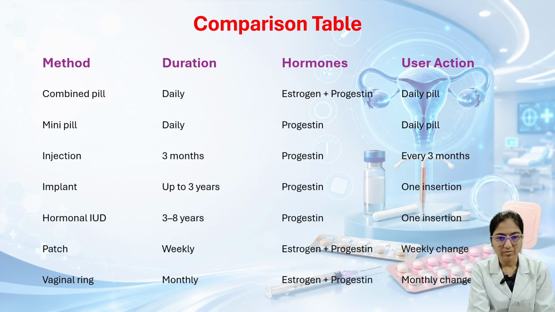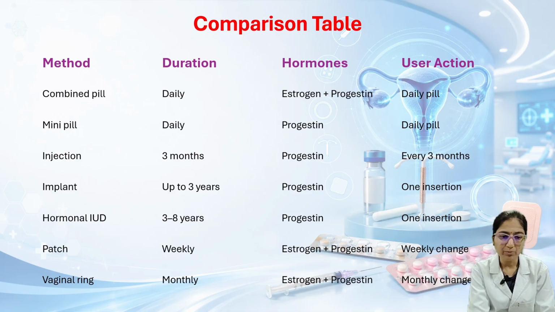Here is the comparison table. Very important. Methods, duration, hormones, and user action. First method, combined pill: daily, estrogen and progestin, daily pill. Mini pill: daily, progestin, daily pill. Third, injection: duration is 3 months, hormone is progestin, and it has to be taken every 3 months.